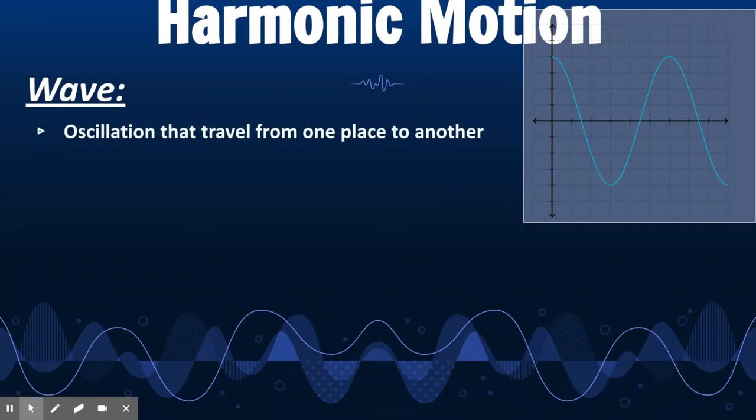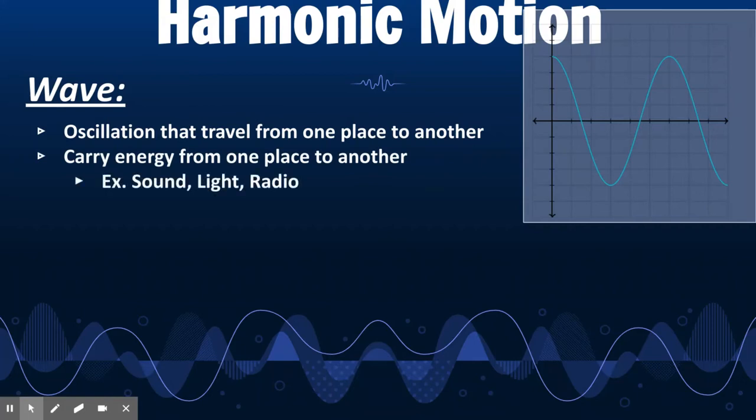A wave is the oscillation that travels from one place to another. On this graph here, we have an oscillation that starts up top, goes down to the bottom, and then back up top. That is one complete cycle, one oscillation. We call that a wave, and it carries energy from one place to another. Right now, you're listening to me, and that is sound waves. Sound waves travel in oscillations, and they fall into harmonic motion. Light and radio also work in that manner.